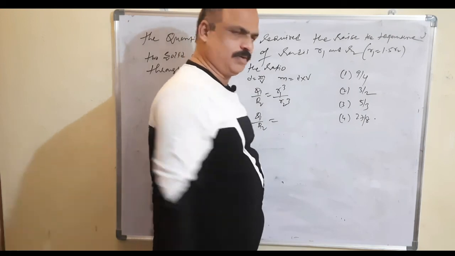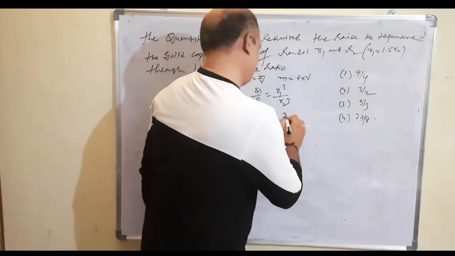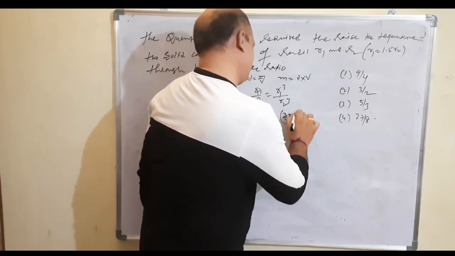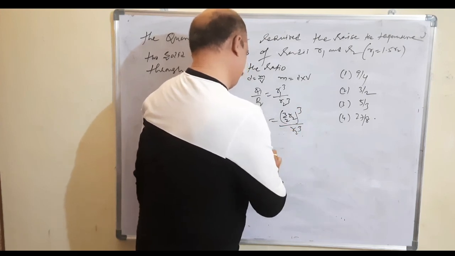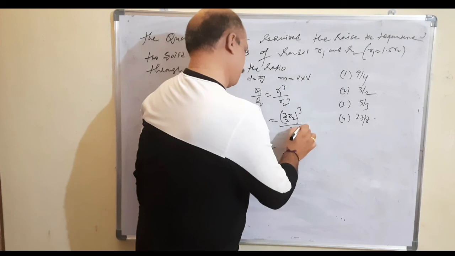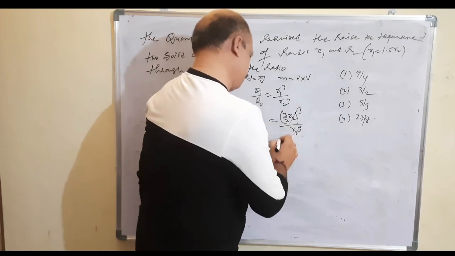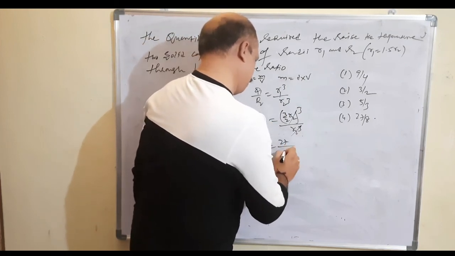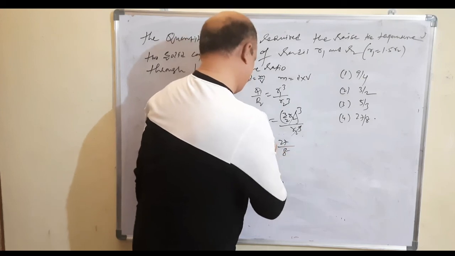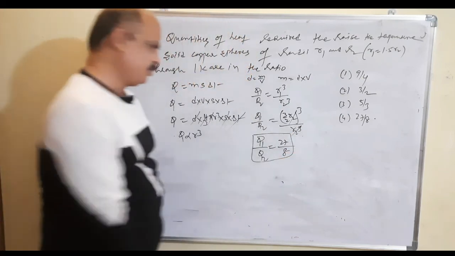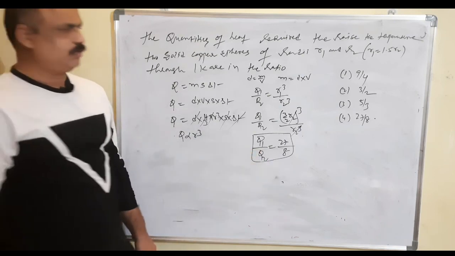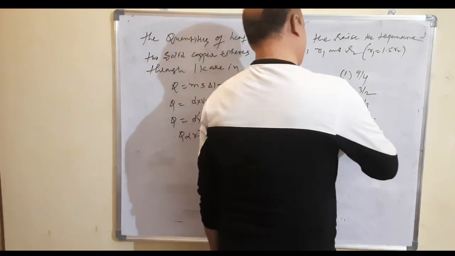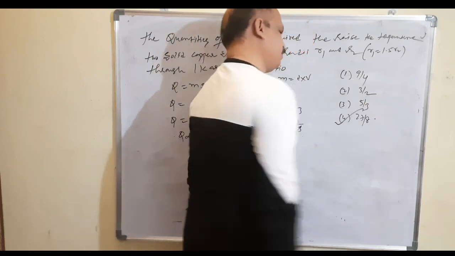R1 means 1.5, that is equal to 3 by 2 R2. So 3 by 2 R2 whole cube divided by R2 cube. So Q1 by Q2 is equal to, R2 cube cancels, 3 cube is 27, 2 cube is 8. So the ratio of heat required for the two copper spheres is 27 is to 8. So the correct option is the fourth option, 27 by 8.